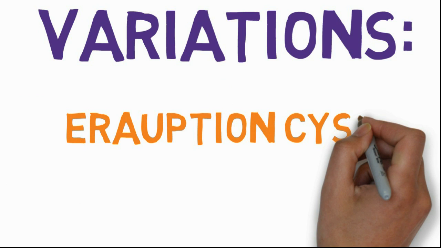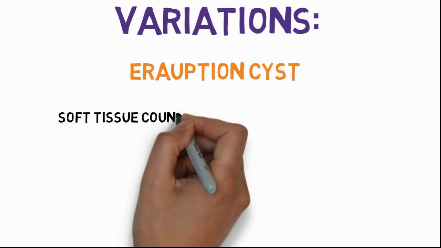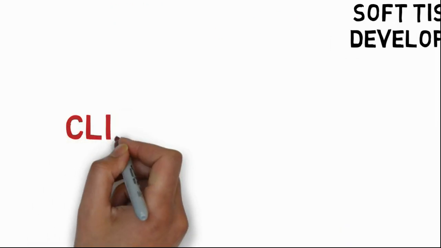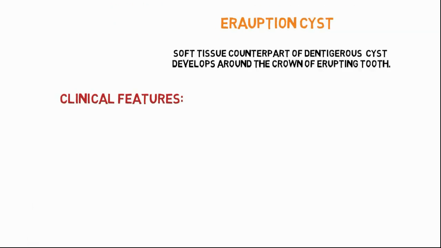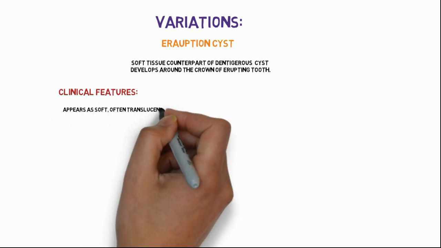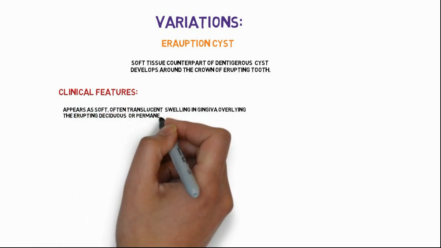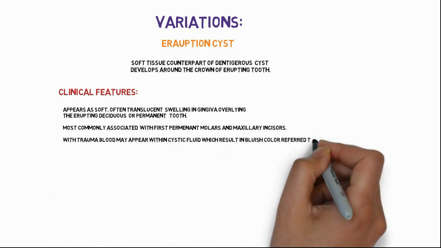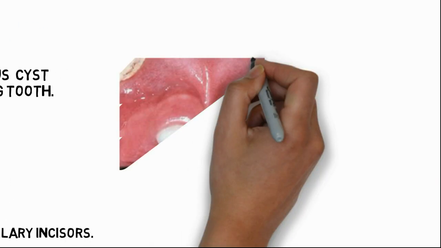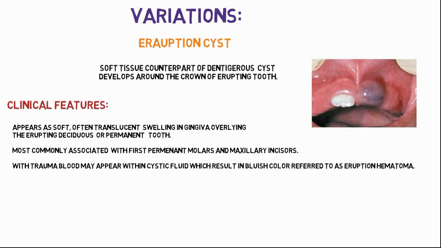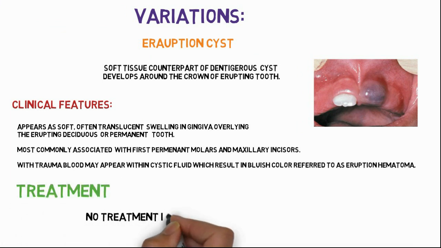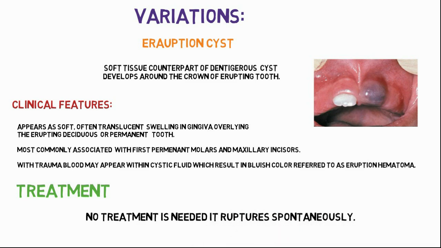Variations. Eruption cyst. The soft tissue counterpart of dentigerous cyst develops around the crown of an erupting tooth. Clinical features: it appears as a soft, often translucent swelling in the gingiva overlying the erupting deciduous or permanent tooth, most commonly associated with first permanent molars and maxillary incisors. With trauma, blood may appear within the cystic fluid, which results in a bluish color referred to as eruption hematoma. Treatment: no treatment is needed, it ruptures spontaneously.